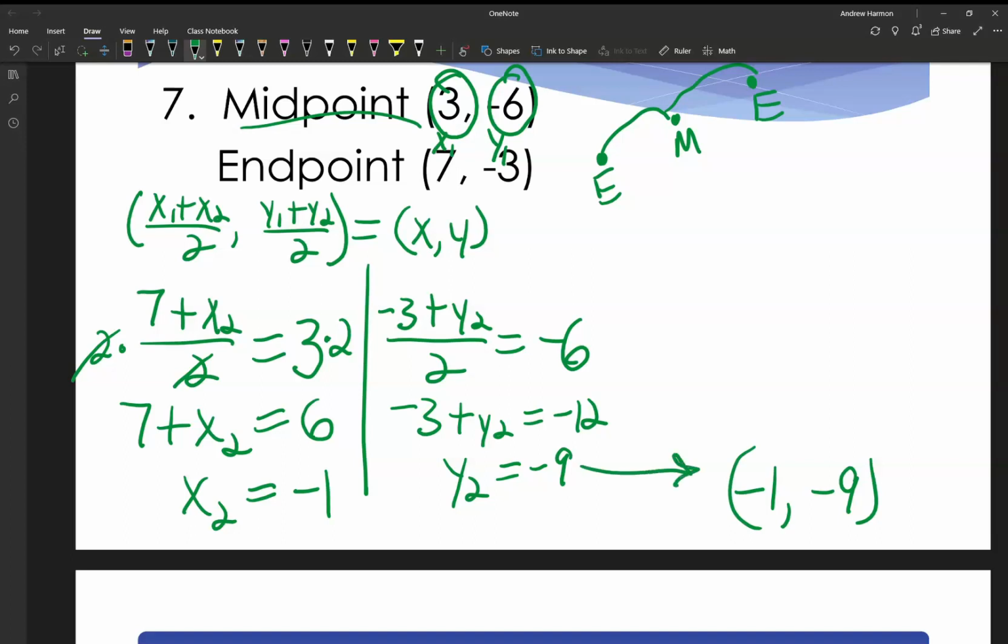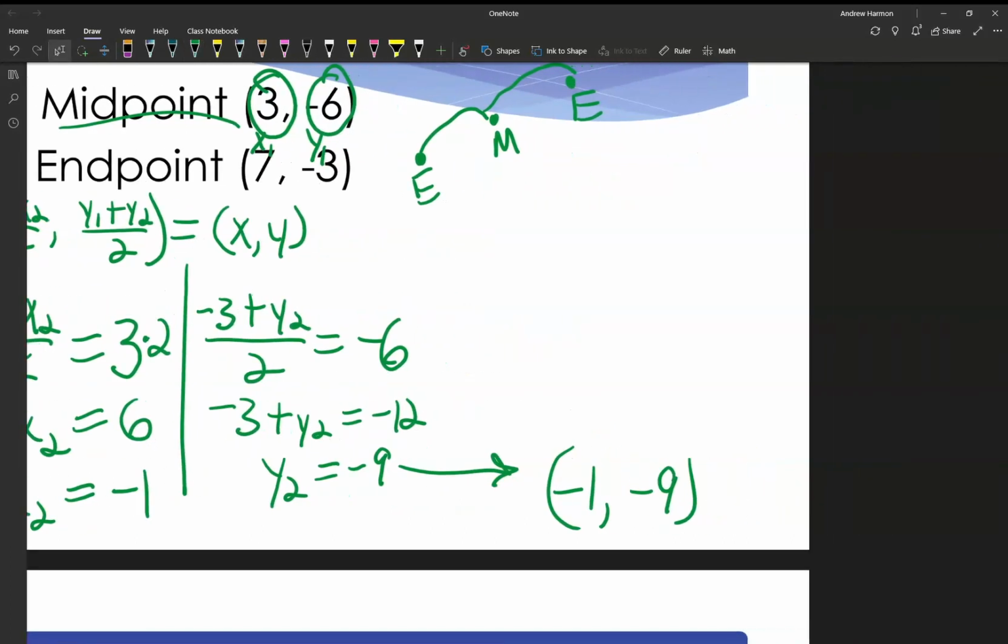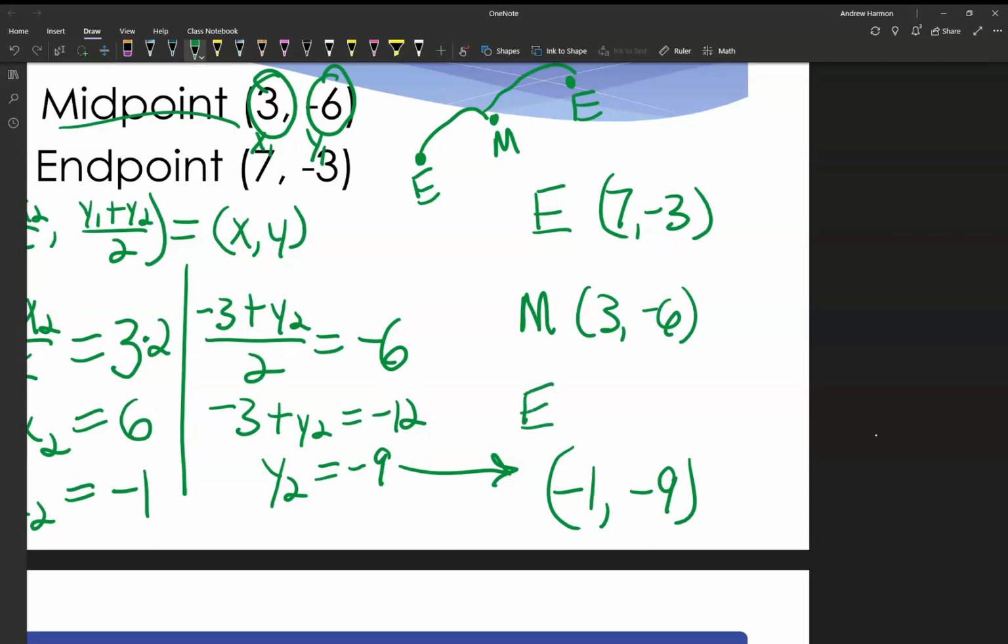Alright, now that's one way to do it. Let me show you what I think is a simpler way. So I'm going to write this out. I have an endpoint. I know it's 7, negative 3. Then I have a midpoint, which I know is 3, negative 6. And then I have a final endpoint, which I don't know yet. That's what I'm solving for.